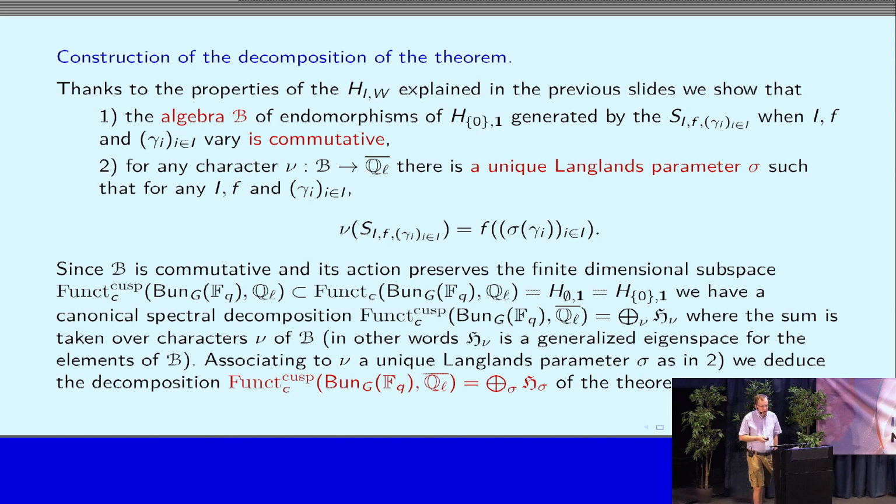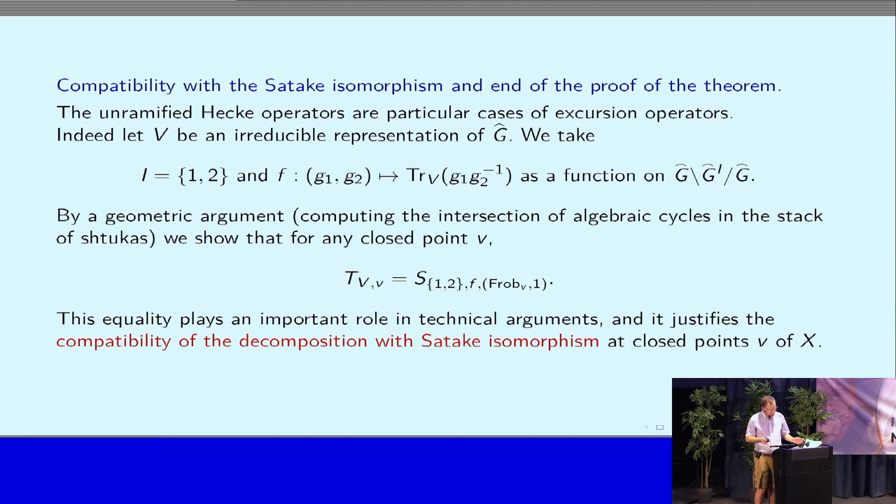So since B is commutative, we have the spectral decomposition by its action, in generalized eigenspaces. This spectral decomposition is indexed by characters, but then to each character, by point 2, you associate a Langlands parameter. And it's compatible with the Satake isomorphism. In fact, because the excursion operator generalizes the unramified Hecke operator by the formula which is given here.